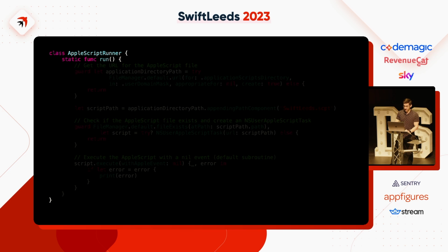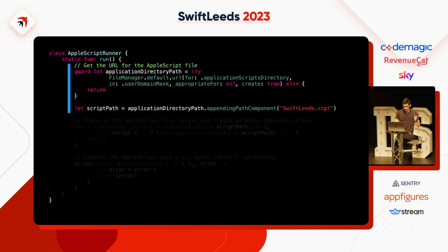Yeah, but let's see how we would add this to our extension. So we have our AppleScript written. It's in our application scripts directory. Let's see how we call it from our extension. We'll start by grabbing the path to the application script file, and we'll just append the name of the script that we want to run.